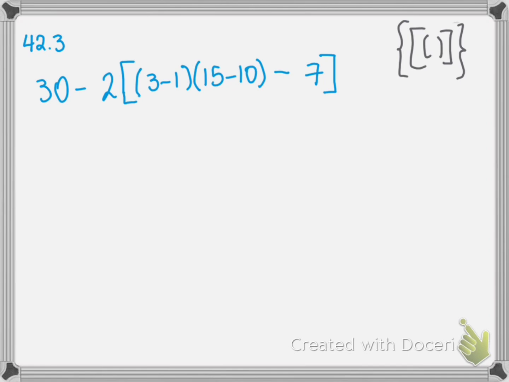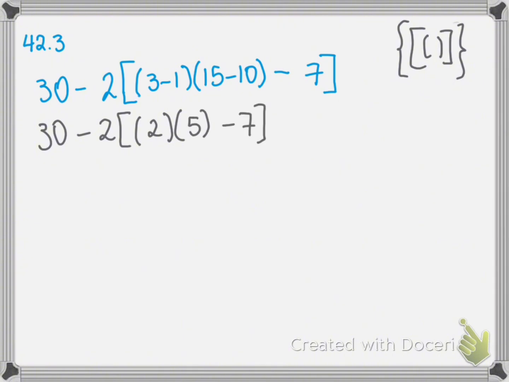In this one, the first thing we have to see is that we cannot do 30 minus 2. Why? Because the 2 is multiplying the brackets. So I have to do the multiplication first. But before we do the multiplication, we have to simplify whatever is inside of the brackets. And we start with the parentheses. So 3 minus 1 is 2, and 15 minus 10 is 5.